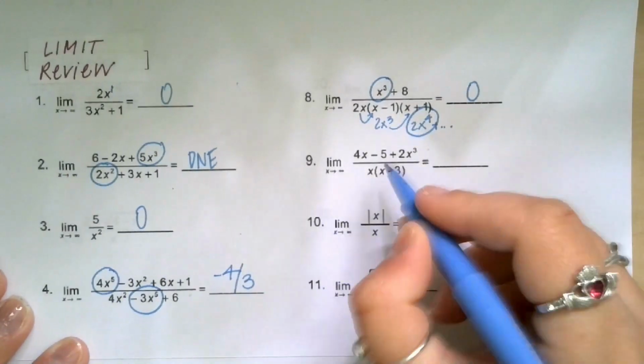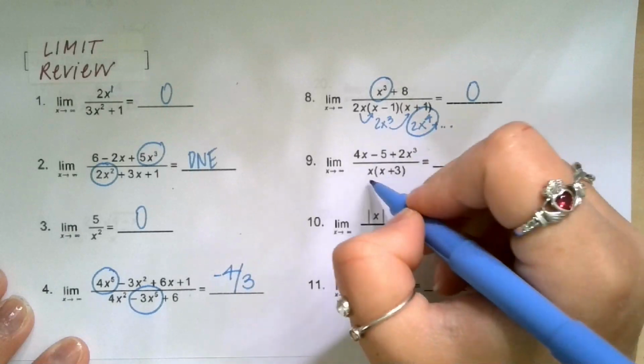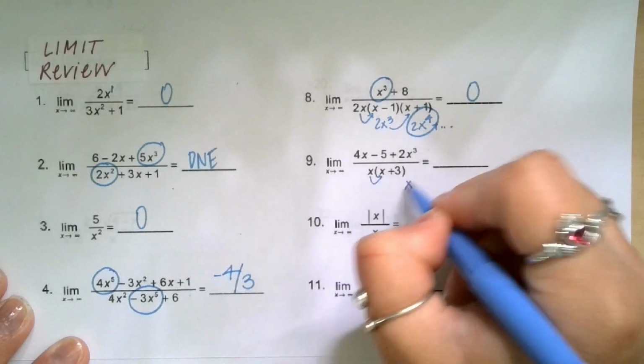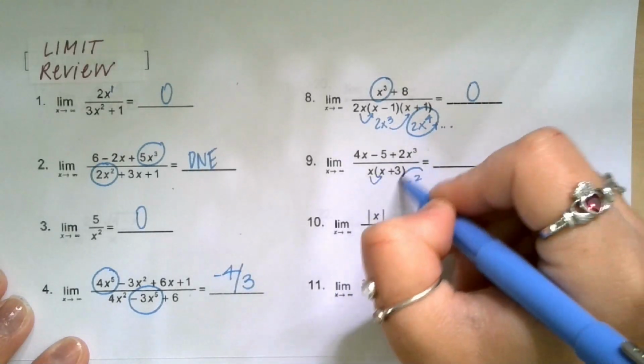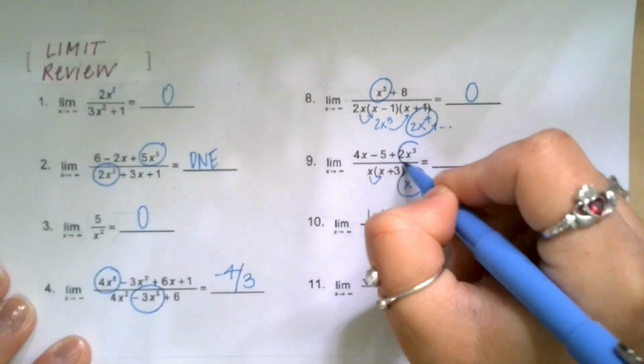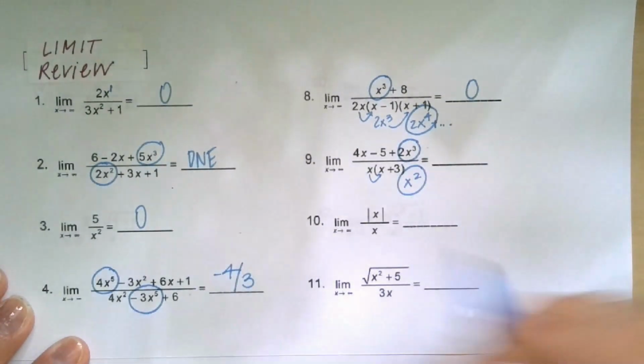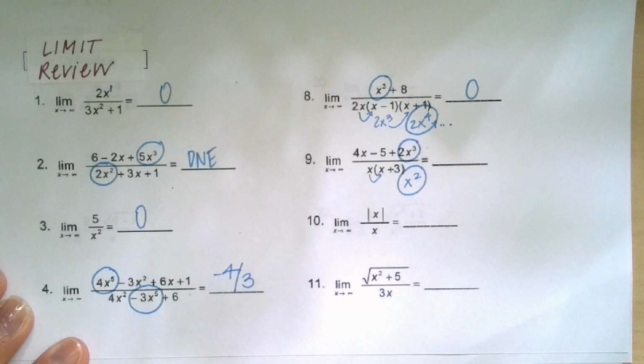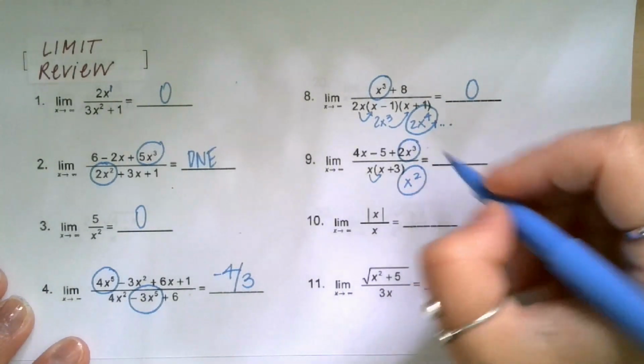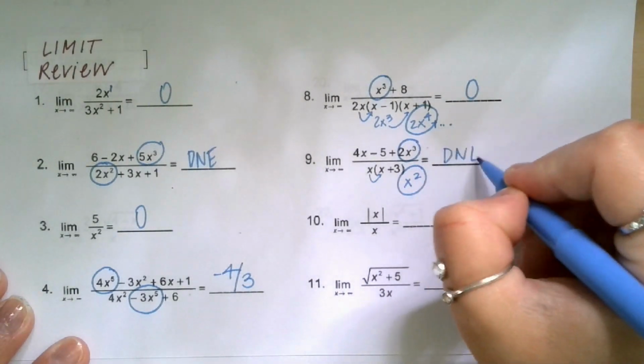Okay. Again, in this bottom, we have to distribute. This will give us an x squared. So we have an x squared in the bottom and an x cubed up top. Okay. So our top is larger. This tells us that the limit does not exist.